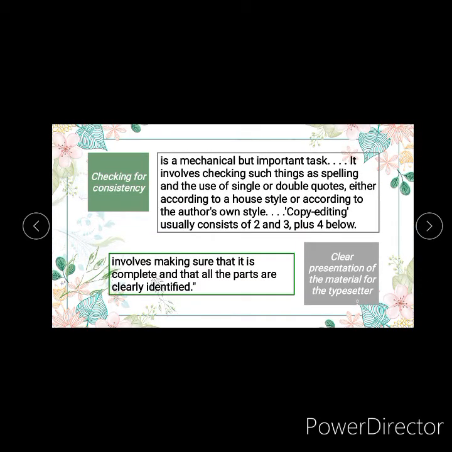Checking for consistency is a mechanical but important task. It involves checking such things as spelling and the use of single or double quotes, either according to a house style or according to the author's own style. Copy editing usually consists of 2 and 3 plus 4 below.